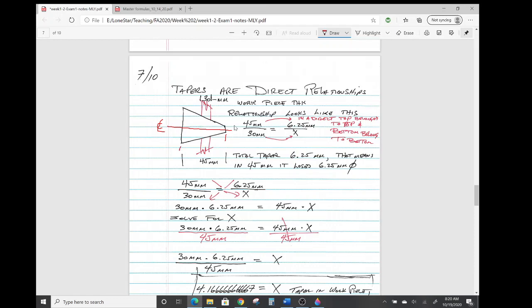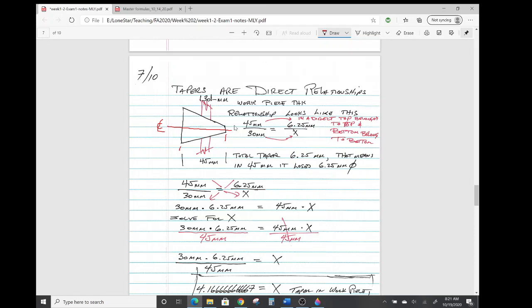45. Now, the length of the taper from this point to this point in the workpiece is 30 millimeters. Now, that's got to equal something, all right? And we want to know what the total taper in the workpiece is. Now, the total taper in our plug is 6.25 millimeters. That's the total diameter it loses over its 45 millimeter length. That means that in 45 millimeters, it loses 6.25 millimeters in diameter.